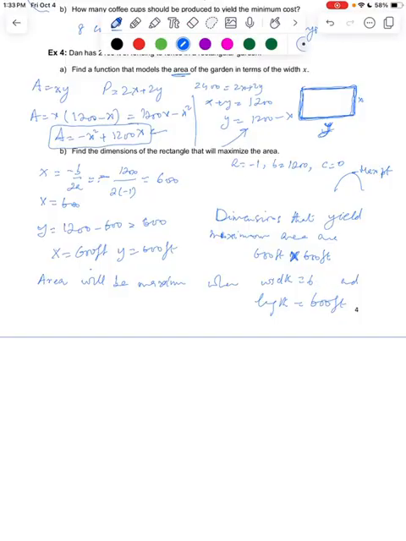Now, if we have a function which is not quadratic but cubic or higher degree, then we don't have a way of finding the max value or the min value. But that is something you will learn if you take calculus 1. That's where you learn to find the max and min values for those types of functions. Okay, that's all for now.